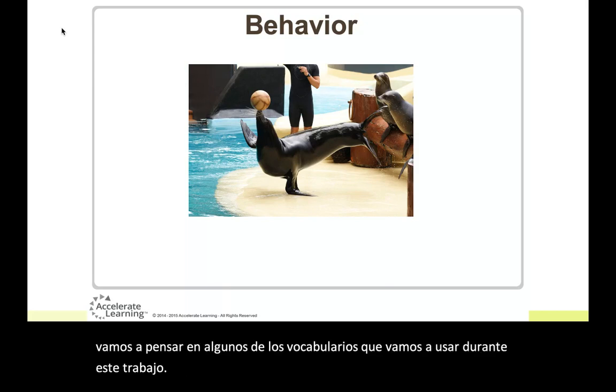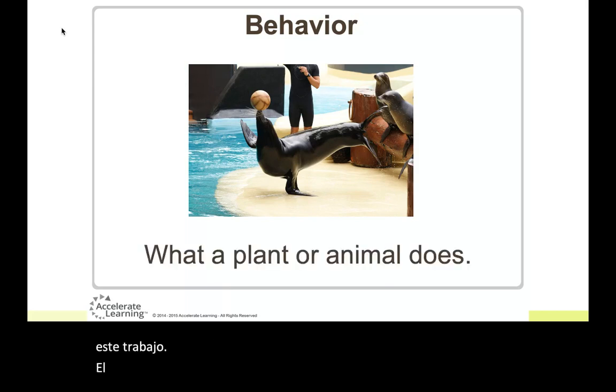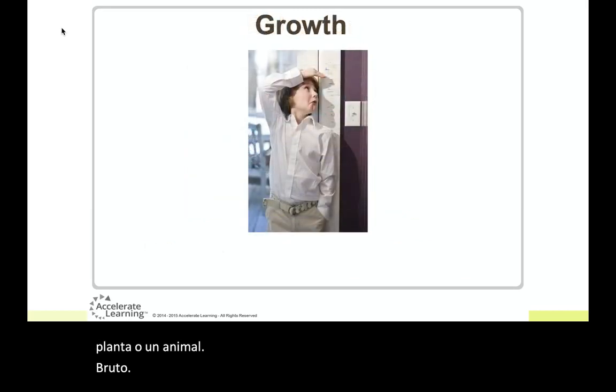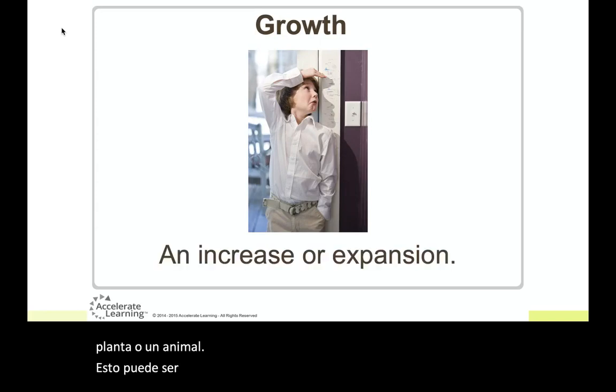The first one is behavior. A behavior is what a plant or animal does. Growth. This might be a familiar word. Growth is when something increases or expands, when it gets bigger.